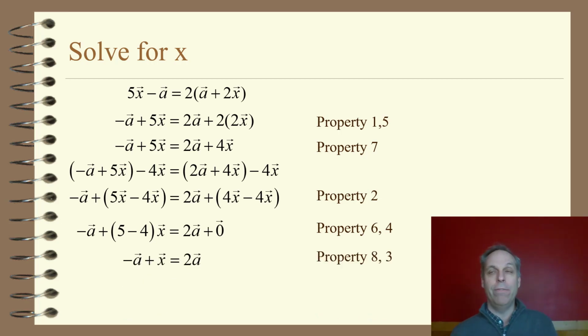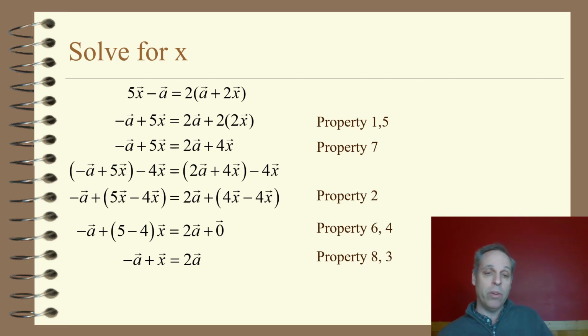On the left-hand side, 5 minus 4 is just 1. So we know that 1 times x is, by property 8, x. And we know that 2a plus the 0 vector is just 2a. So all those steps are the process of getting rid of 4x by subtracting it on both sides, just by doing the process really carefully. You don't really want me to keep doing this.